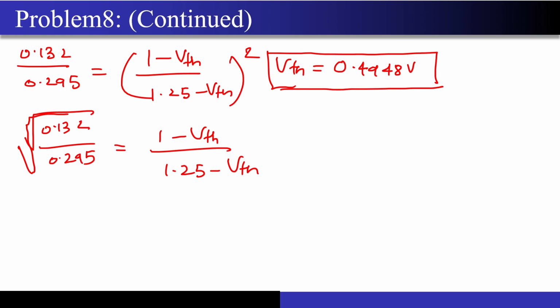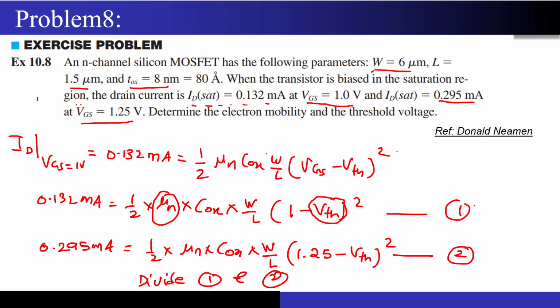Let me denote it as equation number 3. Now how to find the mobility? Just look at equation number 1 and substitute this VTH value. I already know the value of VTH, so I can easily calculate mu n, because W by L I know and Cox we can easily find, right? Now how to find the Cox? Because the Cox value has not been given to us.